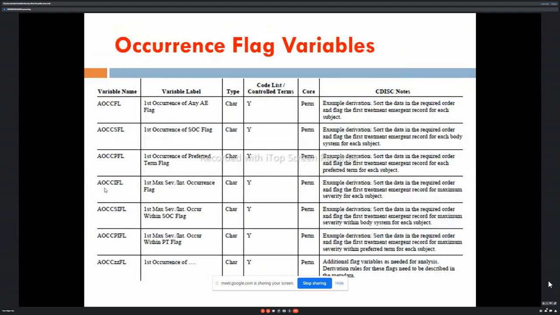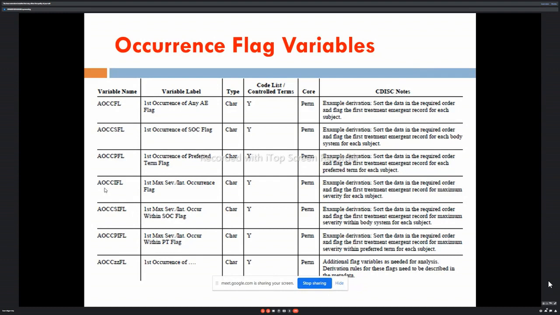Now, AOCCFL. What is AOCCFL? First occurrence of any AE flag. You know, a subject has got 10 adverse events. Okay? So in the AE dataset, the subject is going to have 10 observations. Now, how do you know which adverse event first occurred? AE onset. Very good. We are going to sort the data by subject, within the subject ASTDTC.